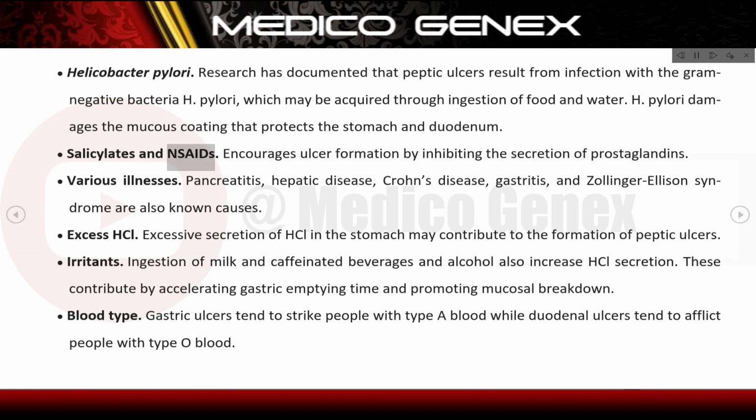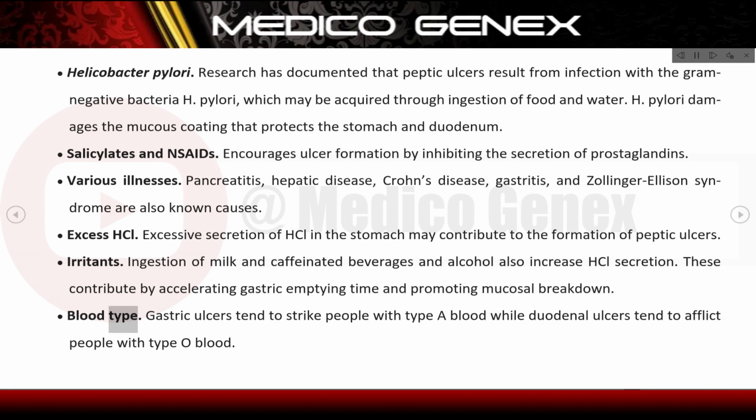Salicylates and NSAIDs. Encourages ulcer formation by inhibiting the secretion of prostaglandins. Various illnesses. Pancreatitis, hepatic disease, Crohn's disease, gastritis, and Zollinger-Ellison syndrome are also known causes. Excessive secretion of HCl in the stomach may contribute to the formation of peptic ulcers. Irritants. Ingestion of milk and caffeinated beverages and alcohol also increase HCl secretion. These contribute by accelerating gastric emptying time and promoting mucosal breakdown.